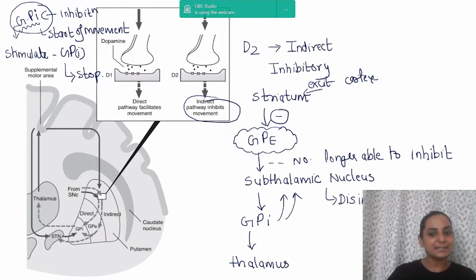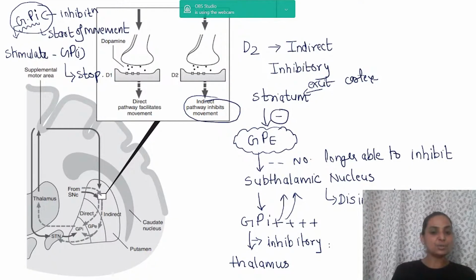Because it is disinhibited, it can now stimulate the globus pallidus internal segment. Once this globus pallidus internal segment is stimulated, it is always going to send inhibitory discharge to the thalamus. So this is very, very important when we are going to stop the movement.